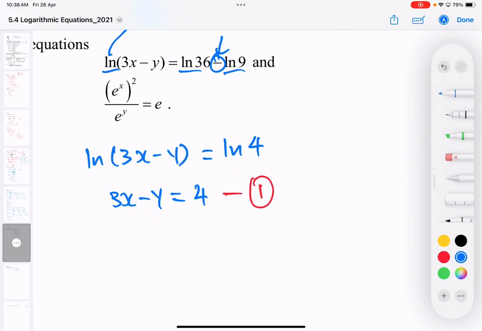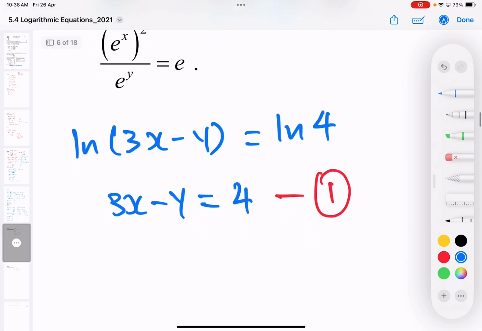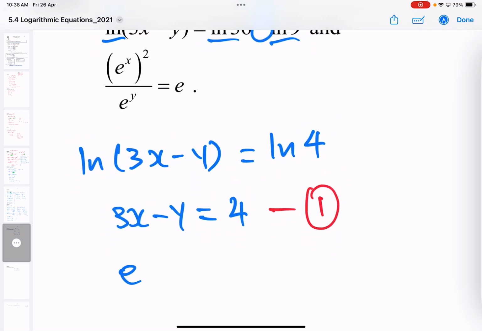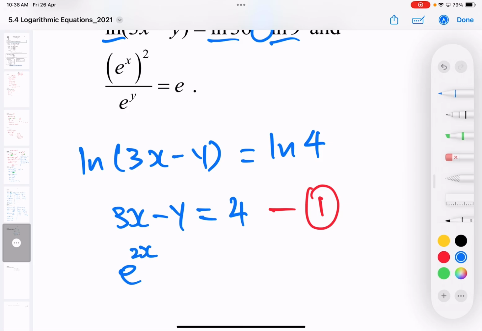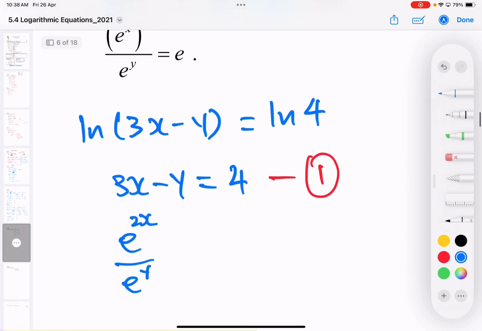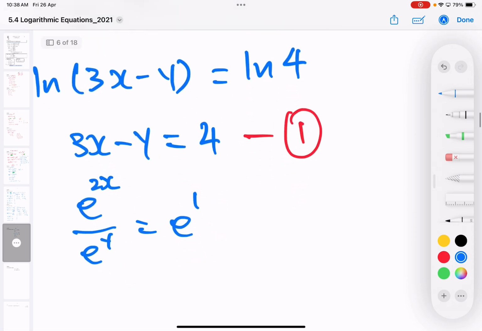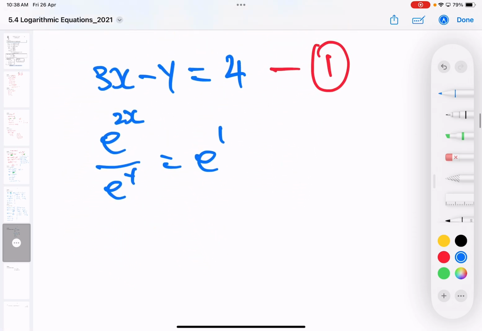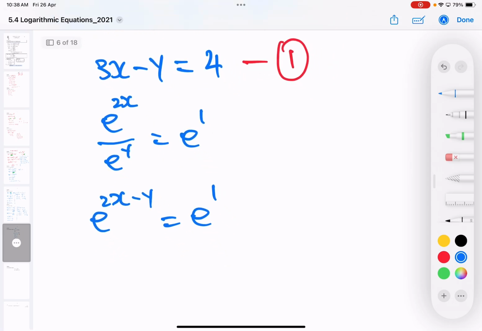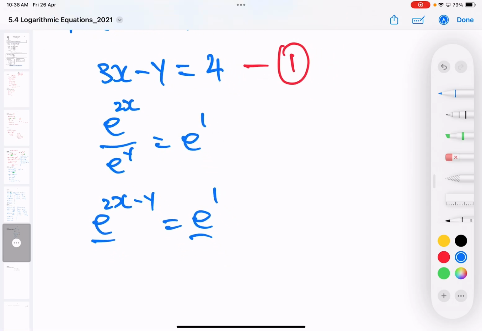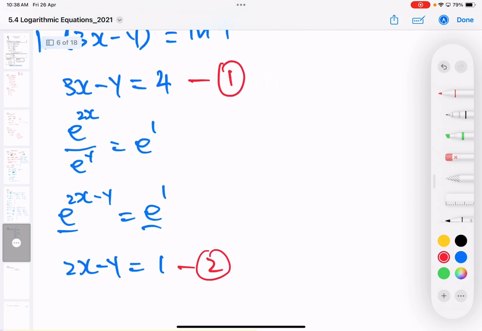Then the next one. I have this thing over here, so I'm going to distribute the powers. e to the power of 2x divided by e to the power of y is equal to e to the power of 1. So I'm going to bring this up and get e to the power of (2x minus y) is equal to e to the power of 1. Because they have the same base, 2x minus y equals 1. So this is my equation 2.